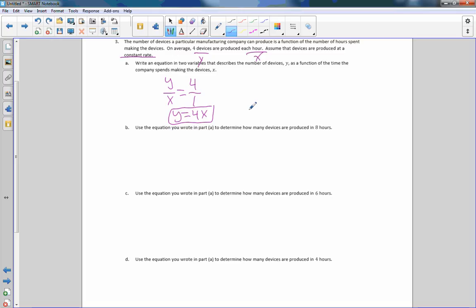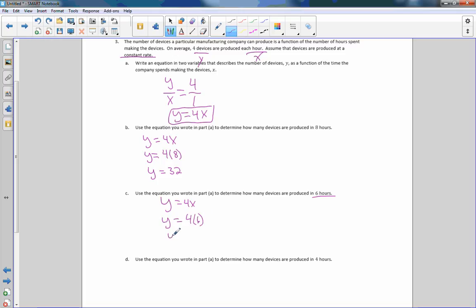Use the equation you wrote in part A, so let's write that here, to determine how many devices are produced in 8 hours. So y equals 4 devices per hour times 8, so y would equal 32 devices. Use the equation you wrote in part A to determine how many devices a product can produce in 6 hours. That is x.